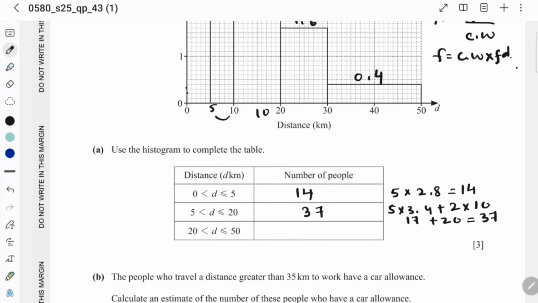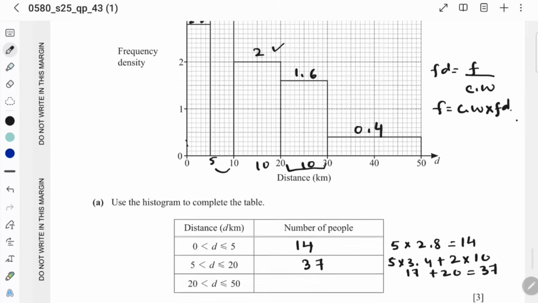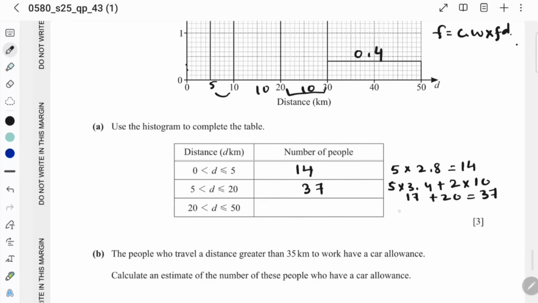The next is 20 to 50. For 20 to 30, the class width is 10 and it's reaching 1.6, so 10 times 1.6, plus 30 to 50, which is 20, and it's reaching 0.4. So 20 times 0.4 is 8, plus 16 is 24. So these are the number of people, or the frequency, for the distances in the given class widths.